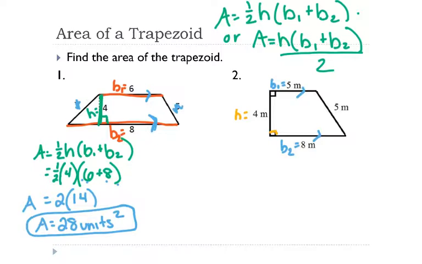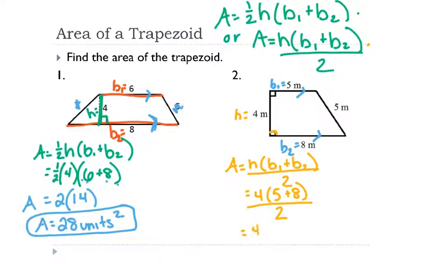I'm going to choose the second formula now in order to do it, so then I can show you guys what it looks like. So area is equal to height times the sum of your bases, all divided by 2. So your height is 4, base 1, and again, it doesn't matter which one's base 1 and base 2. I label the top as base 1, so I have 5 plus 8, because that's base 2, all divided by 2.